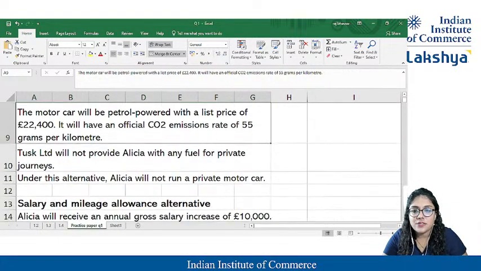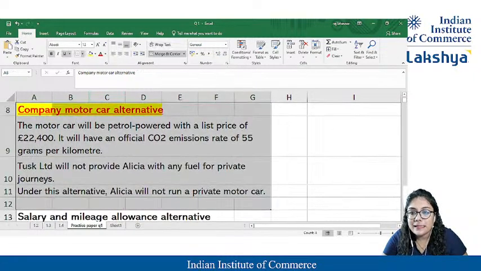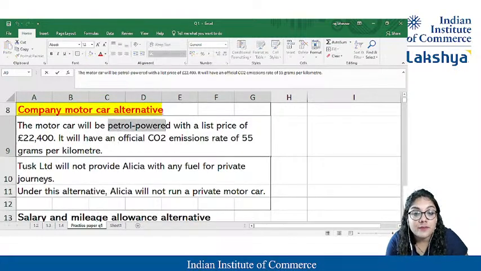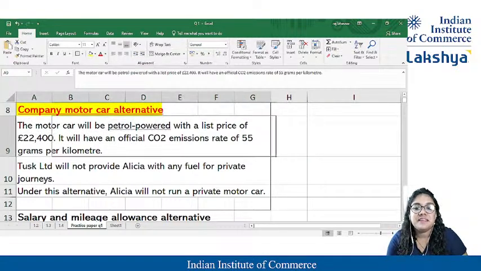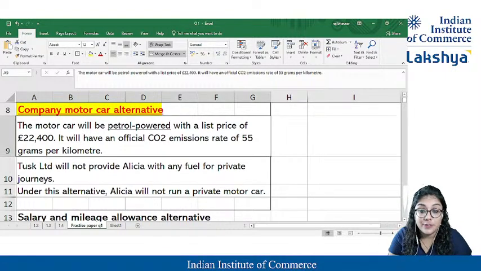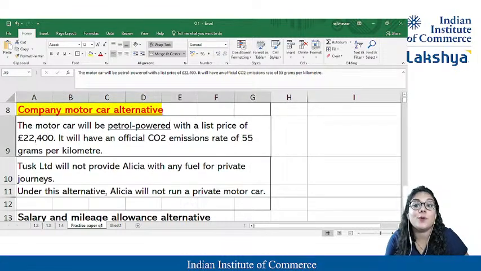So over here, the first implication is for the motor car. This becomes my first position where I am going to read the things for the motor car. The motor car will be petrol powered. If our car is petrol powered, what am I now supposed to calculate? I think you are remembering the things. Whenever I'm having any car benefits and I am having a petrol car, then what am I figuring out? Yes, we have to figure out the grams per kilometer. So how much emission they are going to make?